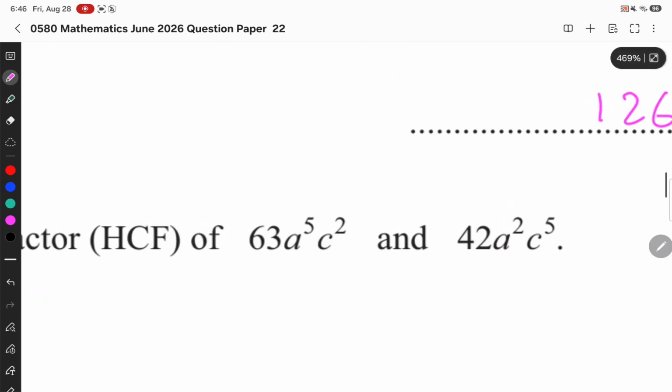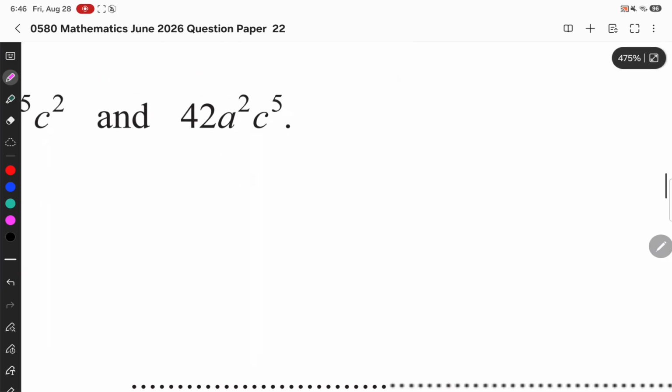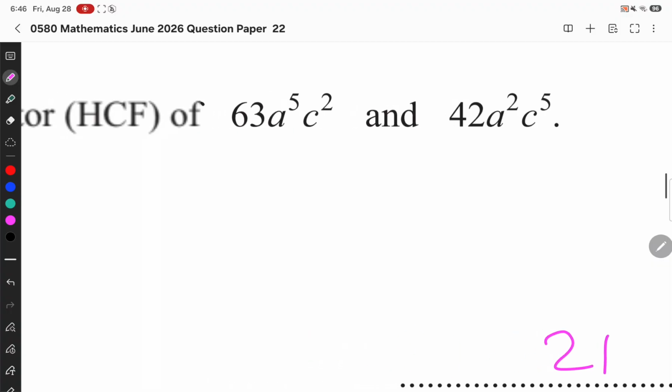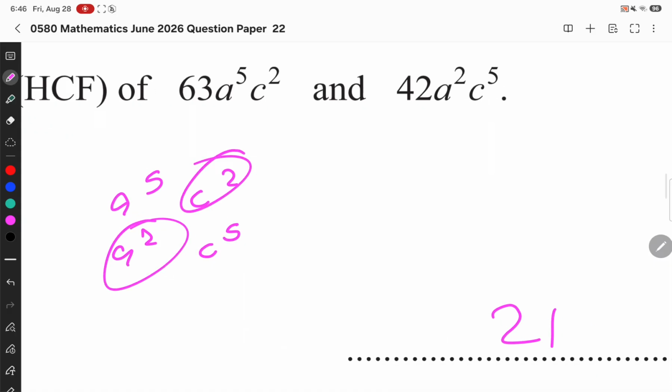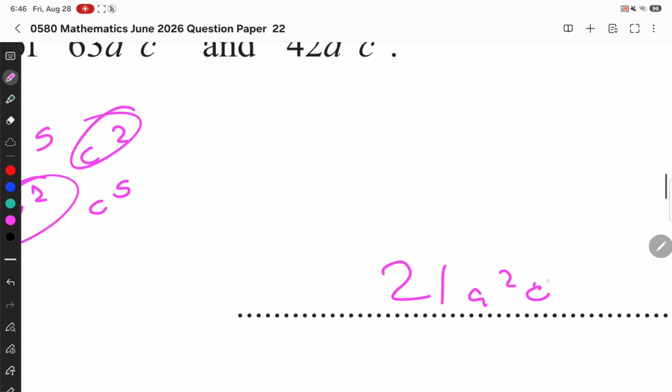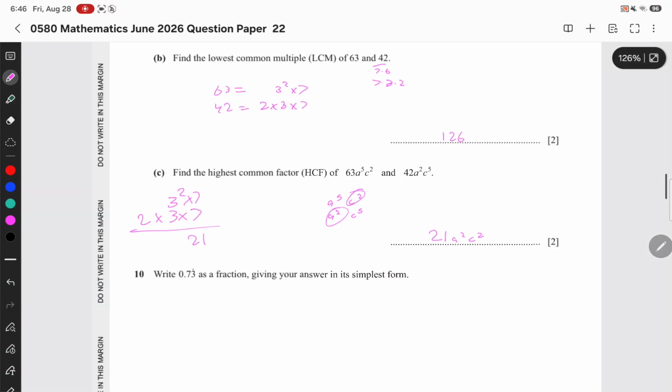Now here the variables: this is a to the 5 c squared, a squared c to the 5. The lowest powers are these two. So a squared, c squared. Very simple.